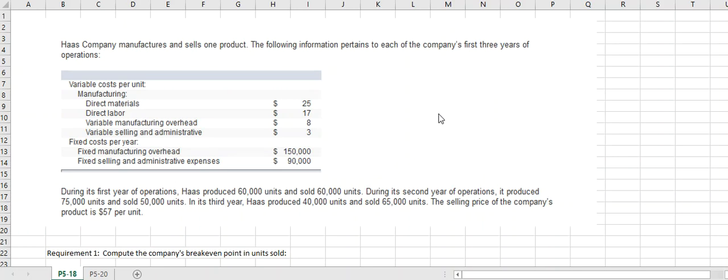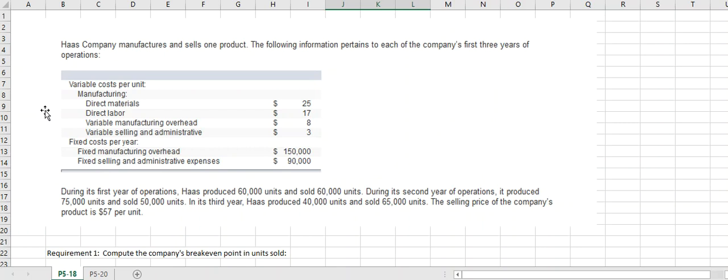Hi class. In this video we're going to review a problem from chapter 5. In this particular video we're going to look at a problem that's very similar to P5-18 from your homework. So I've created a template and given some information here that we're going to walk through.